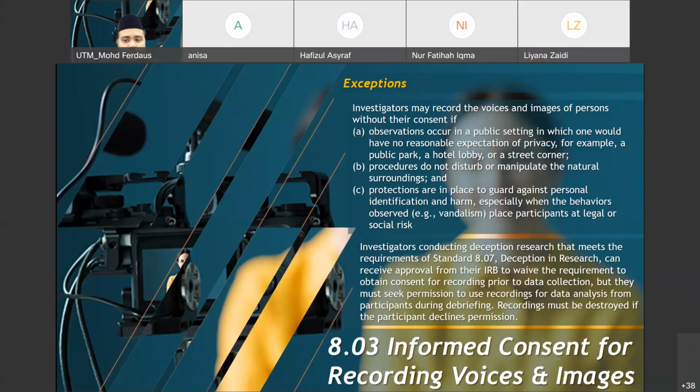Second, procedures do not disturb or manipulate the natural surrounding. So why do I say that if you're doing those kinds of quasi experiments, you're faking a problem with your bike or with your motorcycle? It's not natural. You are creating that situation. So that's why you need to inform them. Third, protections are in place to guard against personal identification and harm, especially when the behaviors observed place participants at legal or social risk, such as vandalism.